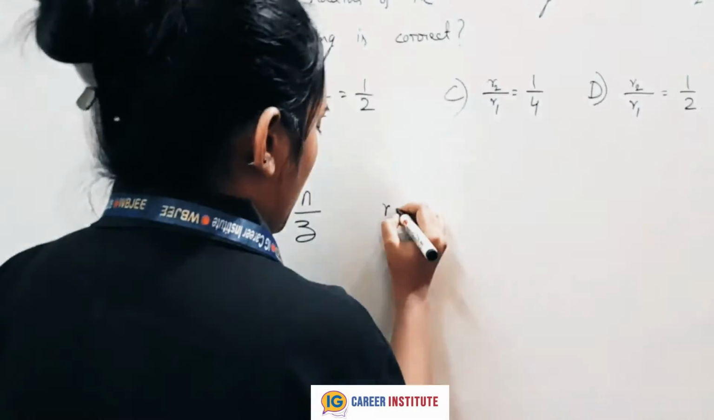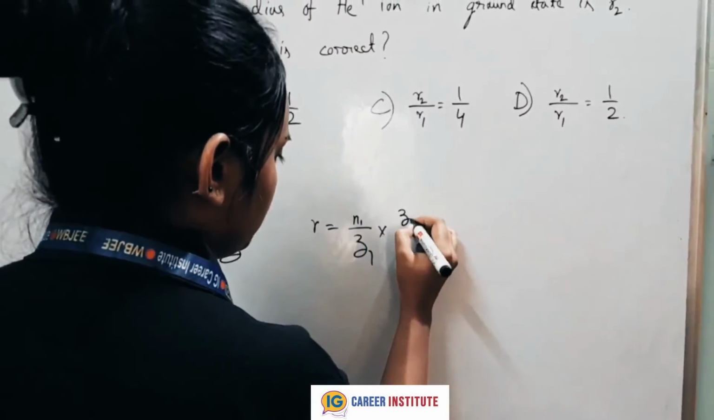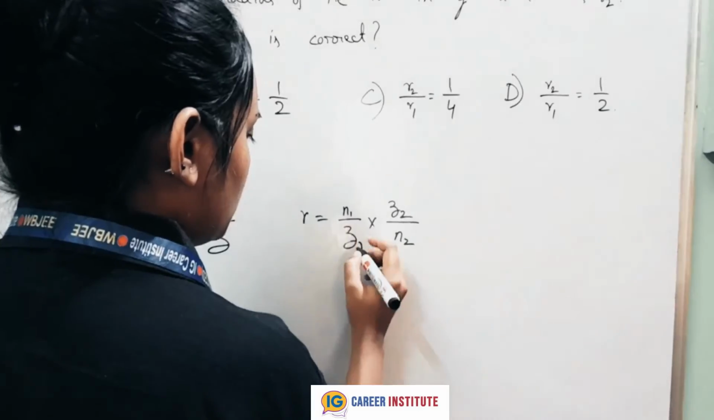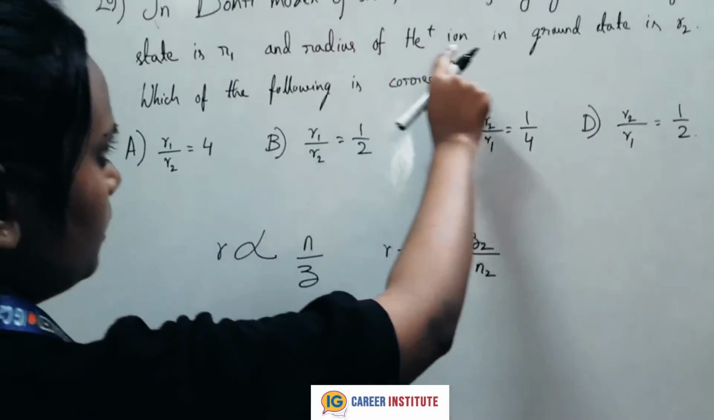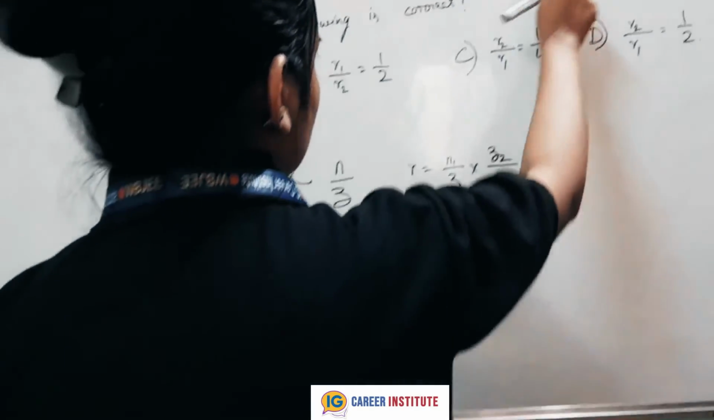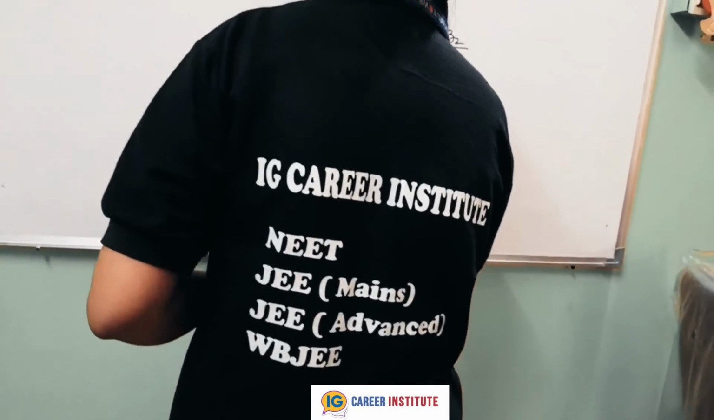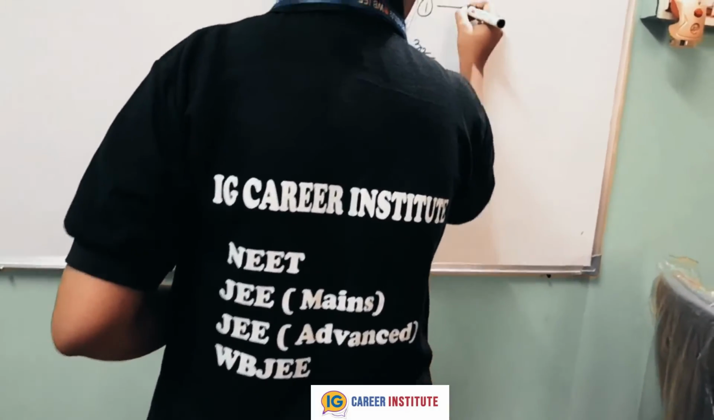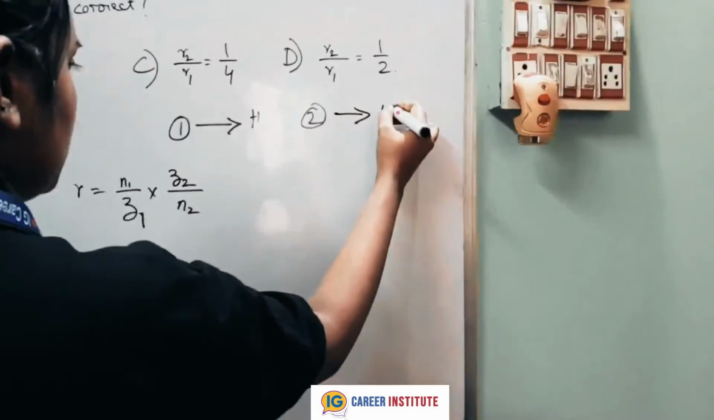So we can write R equals N1 by Z1 into Z2 by N2, right? Where 1 represents the first atom that we will be dealing with, that is hydrogen, and 2 denotes the second atom that we will be dealing with, that is helium. So 1 actually is hydrogen and 2 is basically our helium.